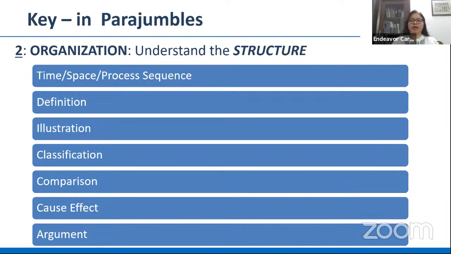What's a process? The way in which an operation is carried out. How do we run this? How do we run this machine? This machine is run in this following way, a process being described. So a step-by-step description. Definition, maybe the author's purpose is to define something.